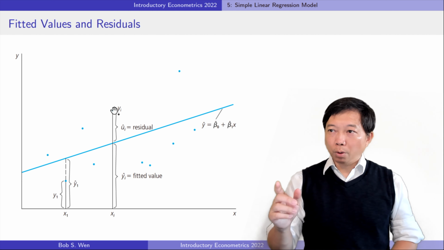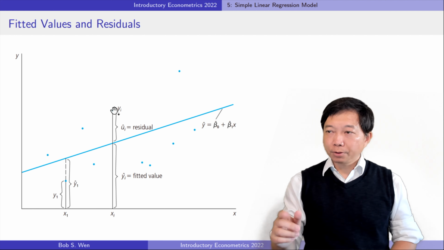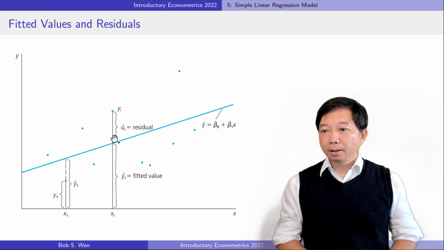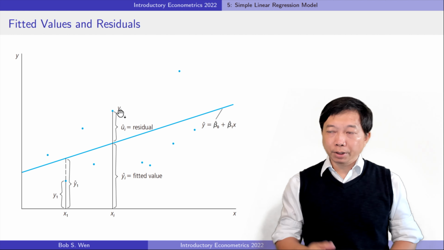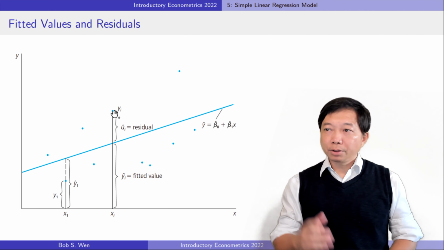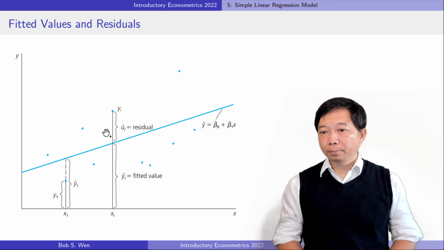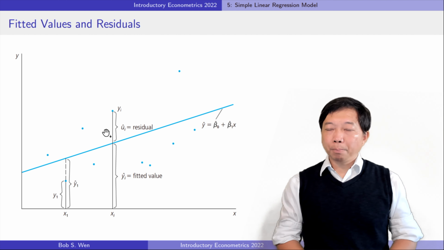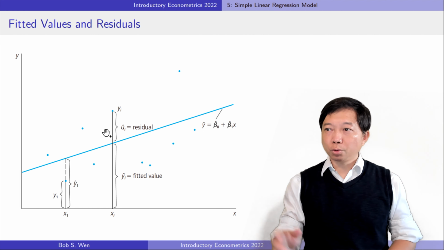This is the actual observation point, and this is the fitted point. The residual is the vertical distance between the actual and the fitted points. This residual is positive. Some residuals are positive, some residuals are negative, such as this one.